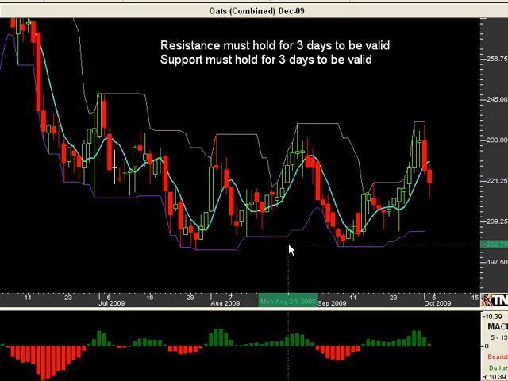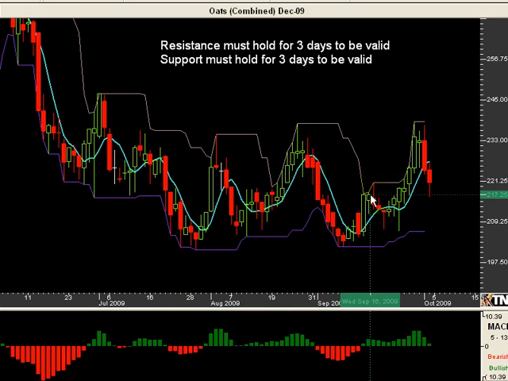So unlike other breakout systems where you just buy or sell the breakout willy-nilly, we're not going to do that. We're going to make sure that that resistance is truly resistance, or that that support is truly support, and look for that price to hold for at least 3 days. And of course, if we're trading intraday, we're looking for it to hold for at least 3 bars. The rules remain the same, regardless of the time frame.